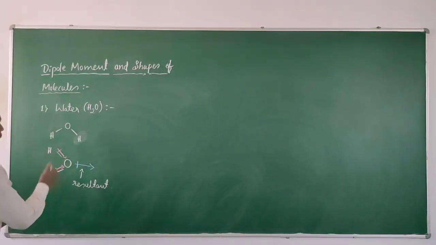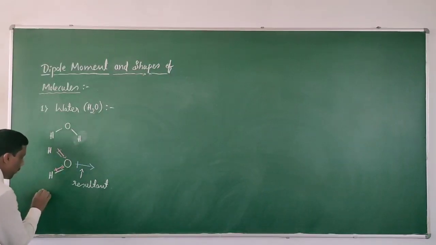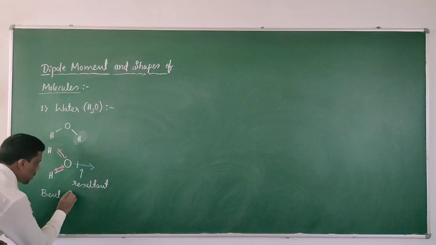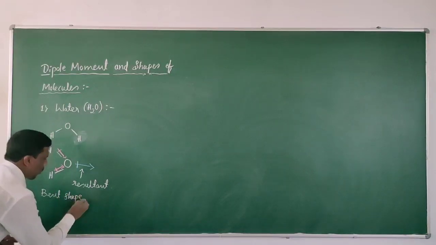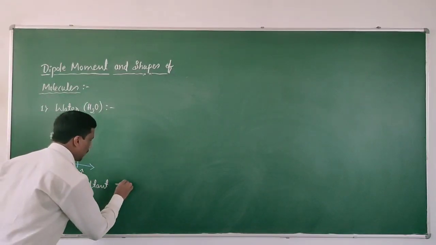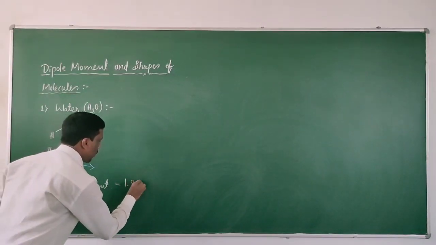Okay, and this water molecule has a bent structure. This shape is a bent shape or bent structure. The resultant dipole moment of the water molecule is 1.85 D.